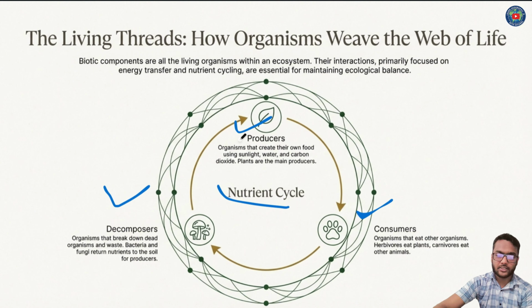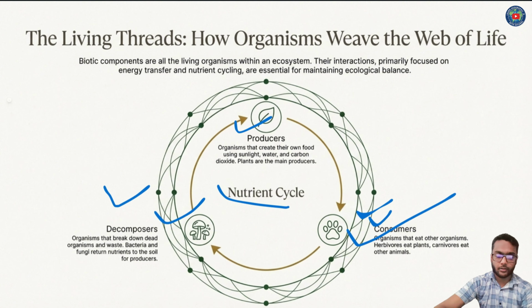Producers are organisms that create their own food using sunlight, water, and carbon dioxide. Okay, plants are the main producers of the ecosystem. Consumers are organisms that eat other organisms. Herbivores eat plants, carnivores eat other animals. These are consumers. And decomposers are organisms that break down dead organisms and waste. Bacteria and fungi return nutrients to the soil for producers. Okay, these are the three main mechanisms of a nutrient cycle composed of the biotic components of the ecosystem.